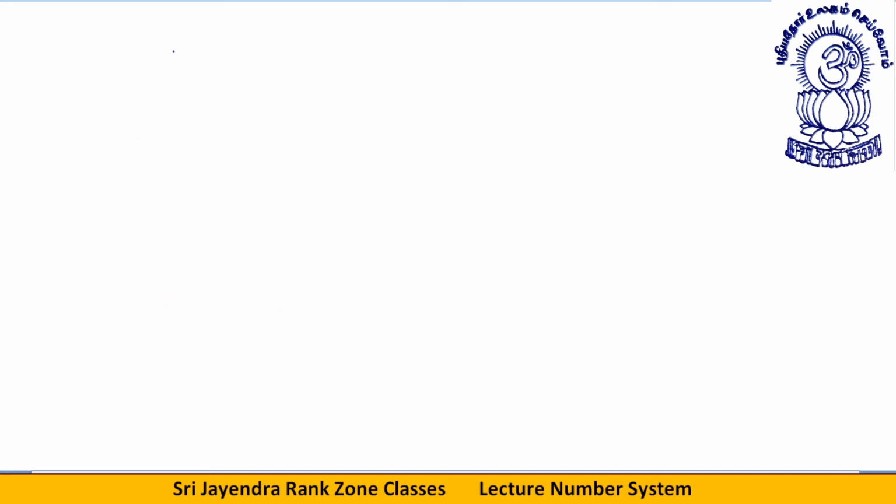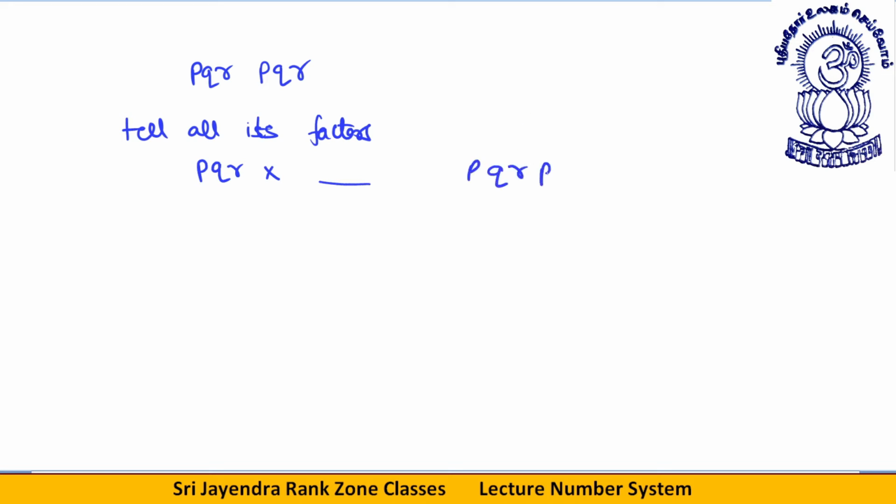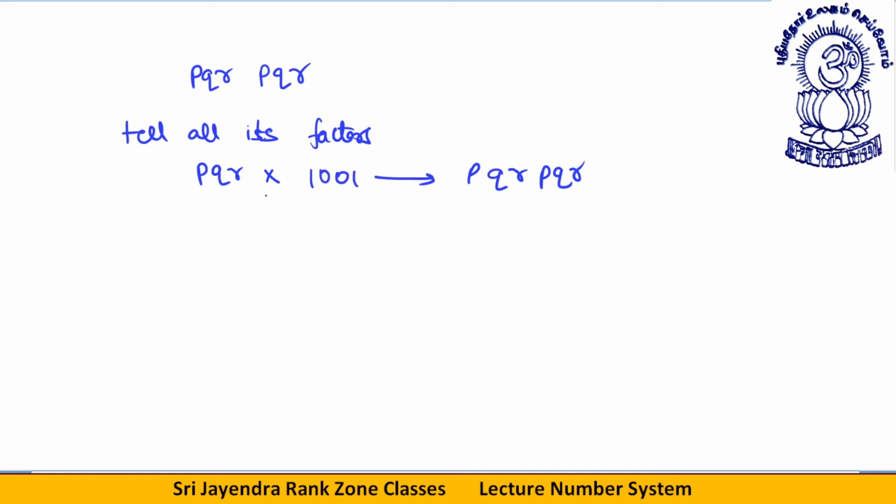Now, student, one more question that is being asked in many questions. You are given a number PQR. You have to tell all its factors. Okay, dear students. So how do you get this PQR? We have already discussed PQR into something gives you PQR. So that something will be 1001.